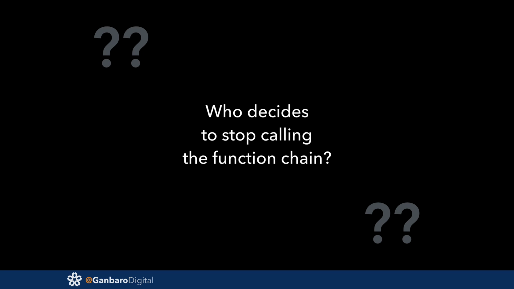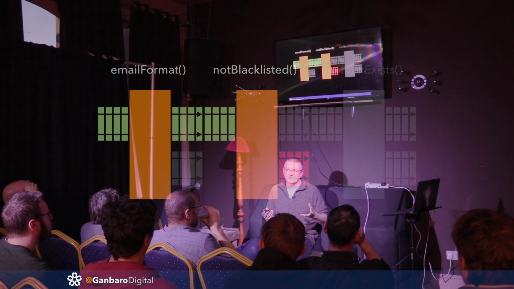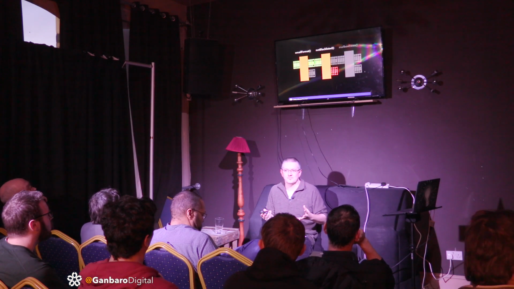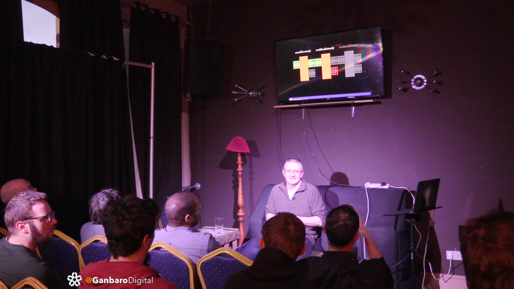So who decides, though, when we stop calling this pipeline? Who decides that? If we look at this diagram here, do we decide that in the blacklisted function? Is that code that decides it? Who decides? Would you define the type to the error and then the mailbox decides?